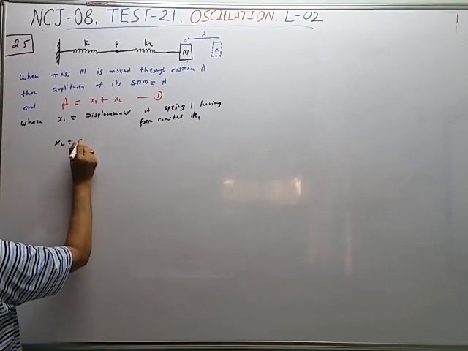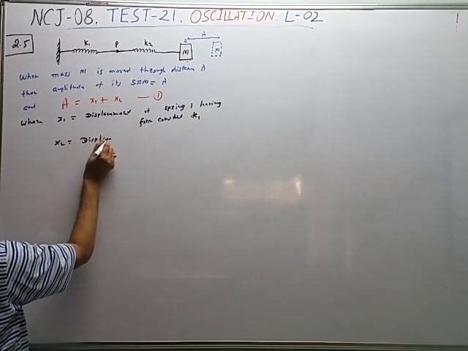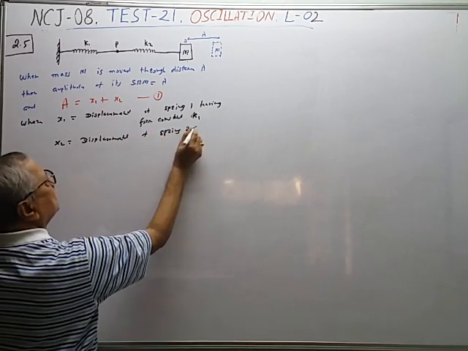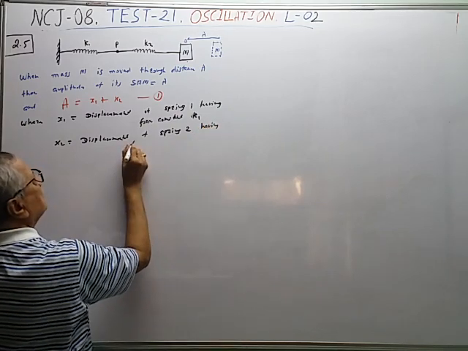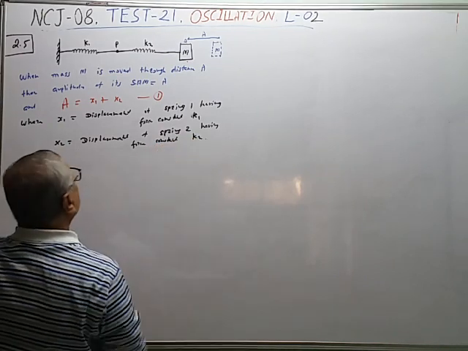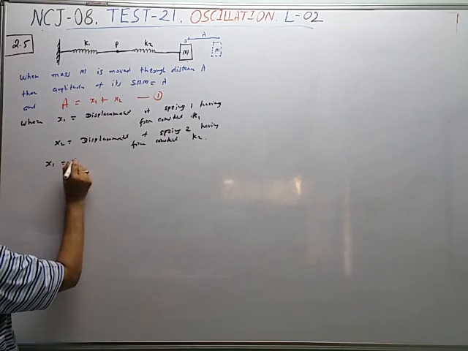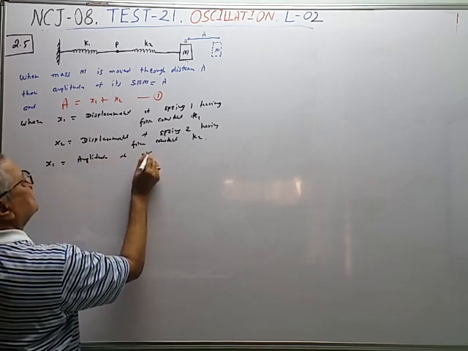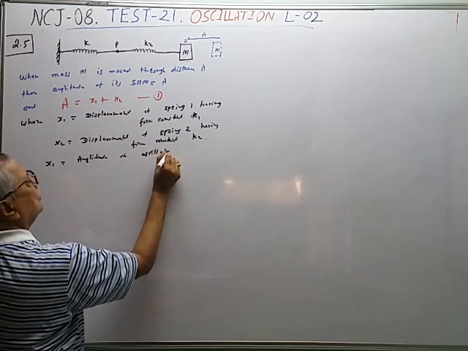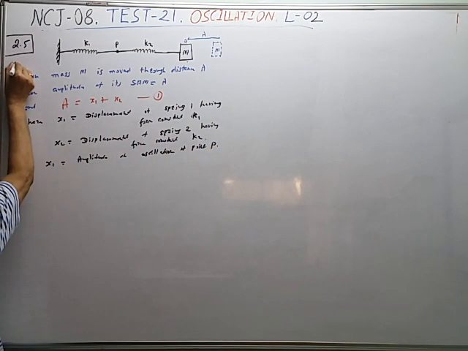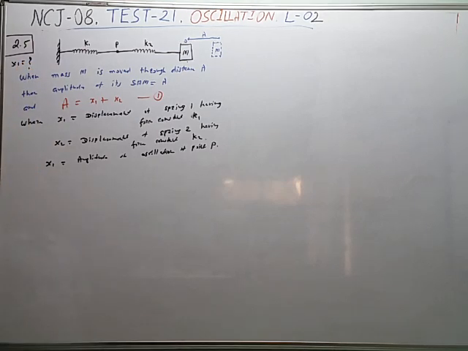x2 is equal to displacement of spring 2 having force constant K2. x1 is also amplitude of oscillation of point P. x1 is equal to question mark. So this is equation 1, x1 plus x2 is equal to A.